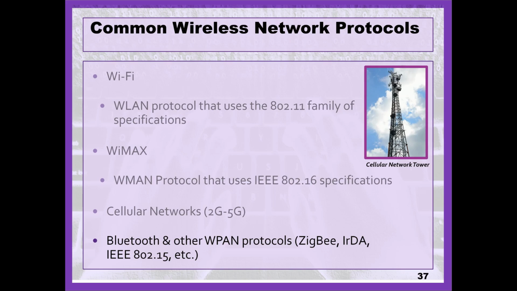WPAN protocols are abundant, but the most common is Bluetooth. However, plenty of others exist, such as Zigbee, IRDA, RFID, IEEE 802.15, and many more. The use of these protocols can likely be recognized when connecting wireless devices like headphones to your smartphone. Cellular networks and WPAN protocols will be discussed in more detail in later lessons centered on mobile devices and computing.